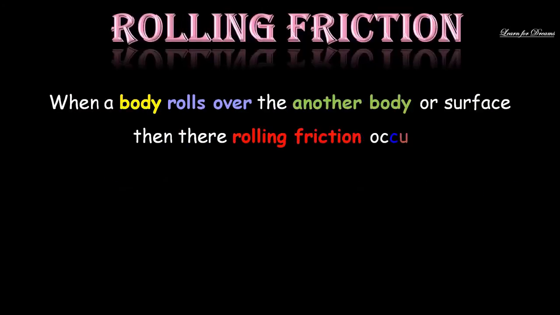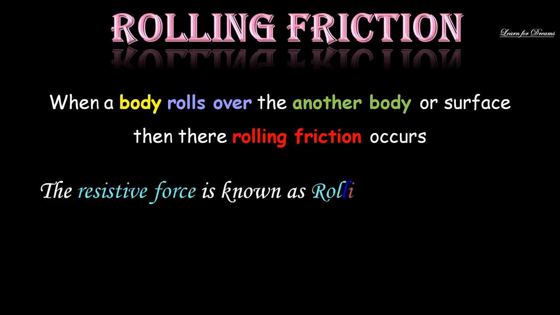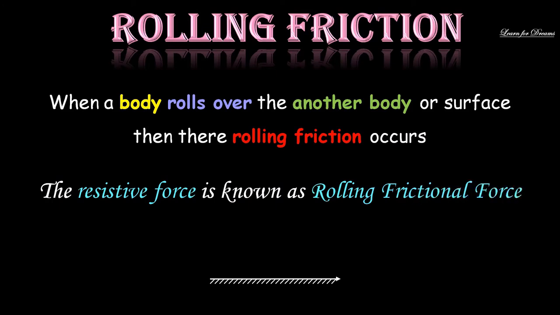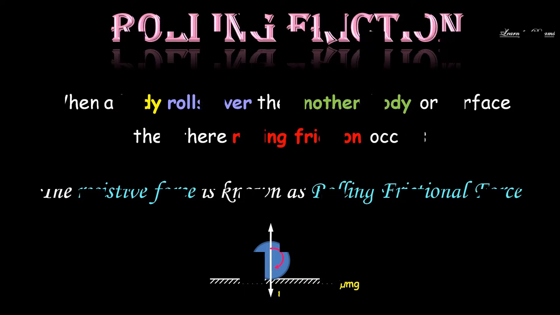Now let's see rolling friction. When a body rolls over another body or surface, then rolling friction occurs. The resistive force is known as rolling frictional force. Let's understand with the help of a diagram. This is the surface and this is the rolling surface. It is rolling in clockwise direction. This is a normal force opposing the force applied on the body due to gravity, and this mu mg is the rolling frictional force.